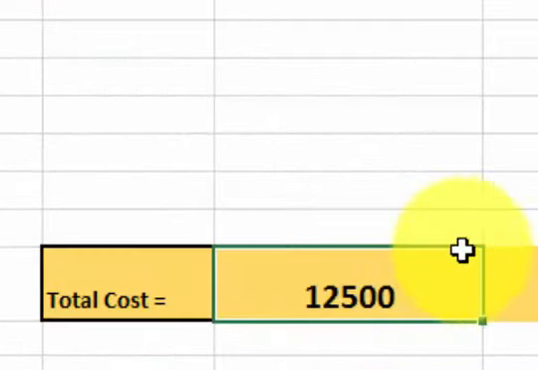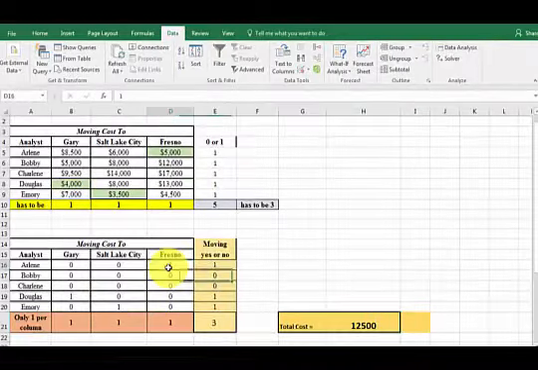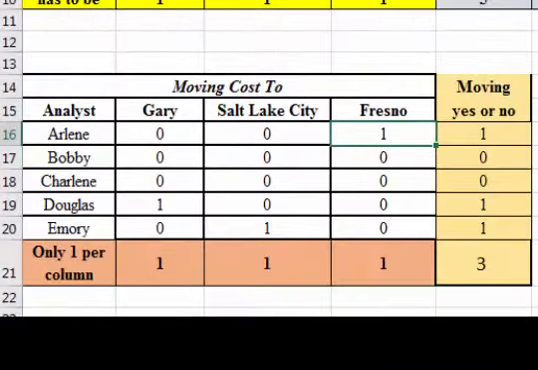So, and it should identify who's going where. And it does, right? Arlene's going to Fresno. That's what we picked the first time. Let me put some color in there for you. And Doug is going to Gary, Indiana. And Emery is going to Salt Lake City. So that agrees with our original one.